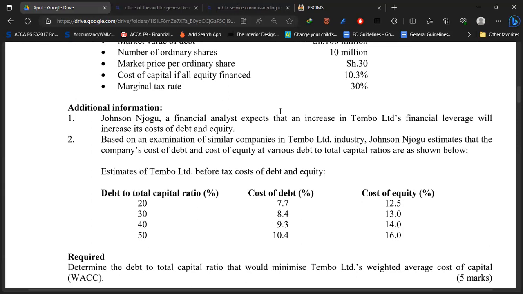Additional information, one, Johnson Jogu, a financial analyst expert, expects that an increase in TEL Limited's financial leverage will increase its cost of debt and equity. Now, number two, based on the examination of similar companies in TEL Limited's industry, Johnson Jogu estimates the company's cost of debt and cost of equity at various debt to total capital ratios as shown below. The estimates of TEL Limited's before tax costs of debt and equity are provided here.